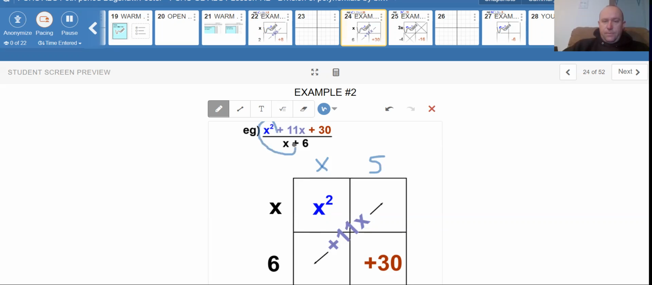It's this. It's the first terms and the last terms. So what about this 11x? Why aren't we using that? Well, remember, that's the rectangles. We don't actually need the rectangles to figure out what the missing factors are.